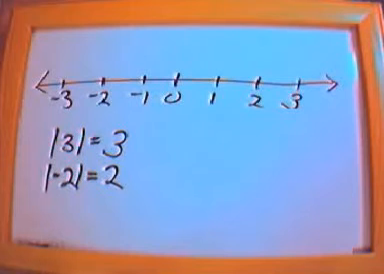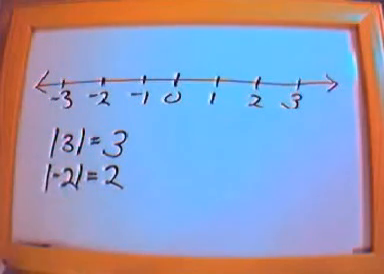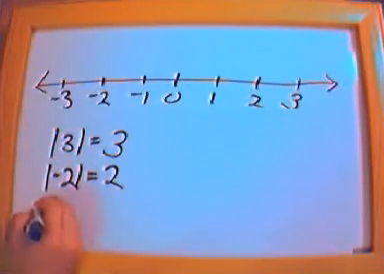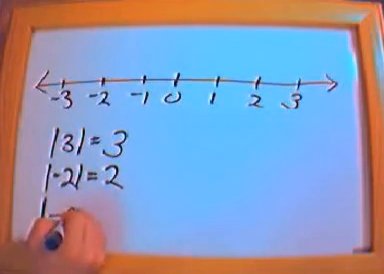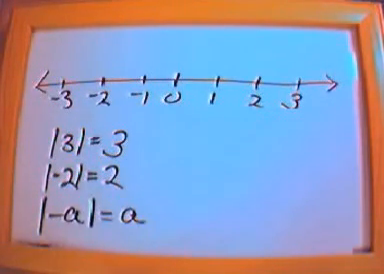The secret to this is just anything inside the bars, you could just strip out the sign, and that's the answer. So if you're looking at the absolute value of negative a, the answer is always going to be a. Anything inside there, you just take the negative sign away, and that is the answer.